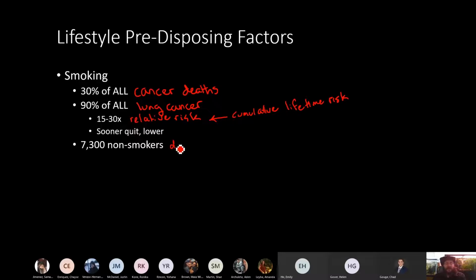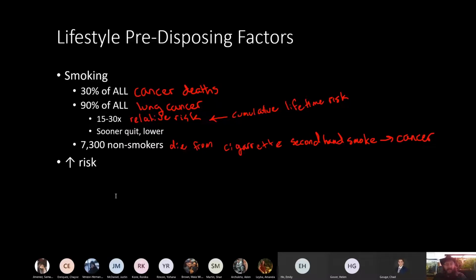7,300 non-smokers die from cigarette smoke, so cigarette secondhand smoke, and those deaths are largely cancer. So when you're walking on campus, eventually, when we one day walk on Auraria campus again, maybe avoid the pack of people just puffing away on their cigarettes.